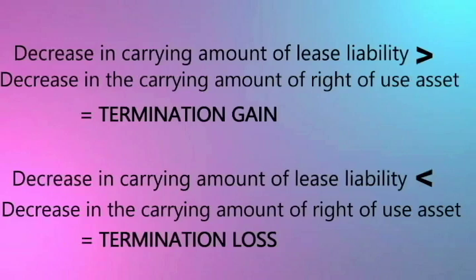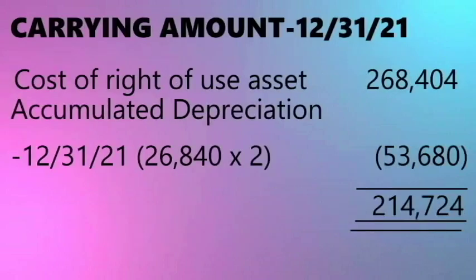So for us not to be confused how to record these changes or amendment in this lease, we are going to follow a few procedures. So first step is we are going to get the carrying amount as of December 31, 2021, which is bago magkaroon ng changes or amendment. So, paano ba kunin to? Cost of right of use asset less accumulated depreciation nung December 31, 2021.